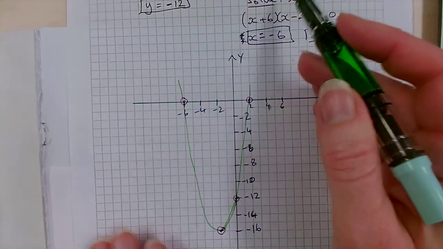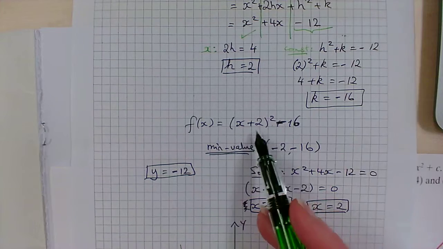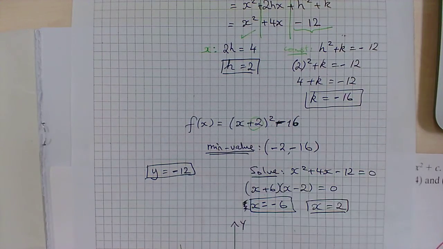So my turning point comes from the completed square format. We change the sign of the one in brackets, and we don't change the sign of the other one.